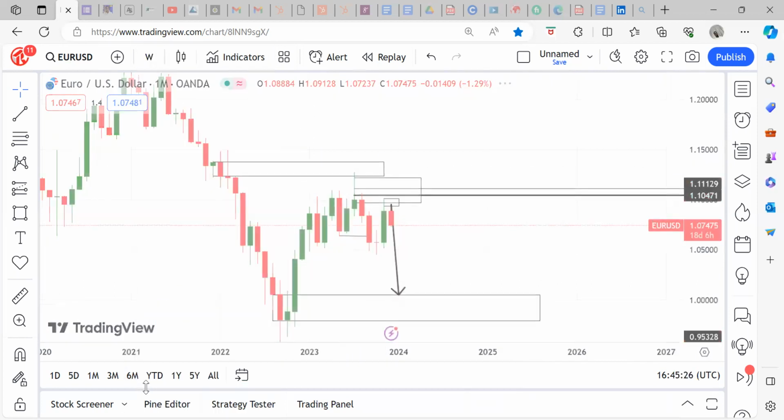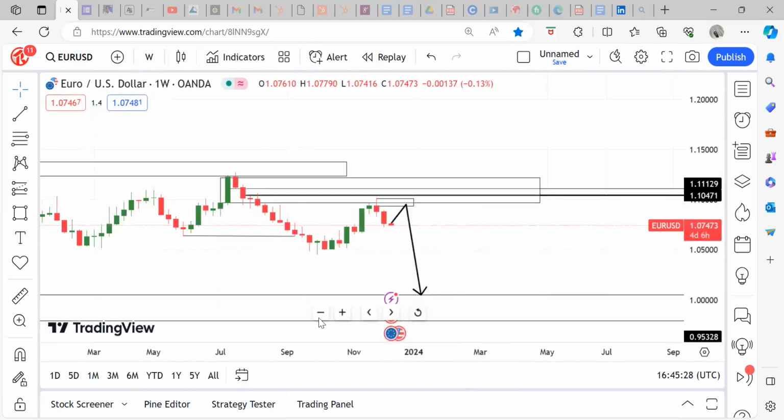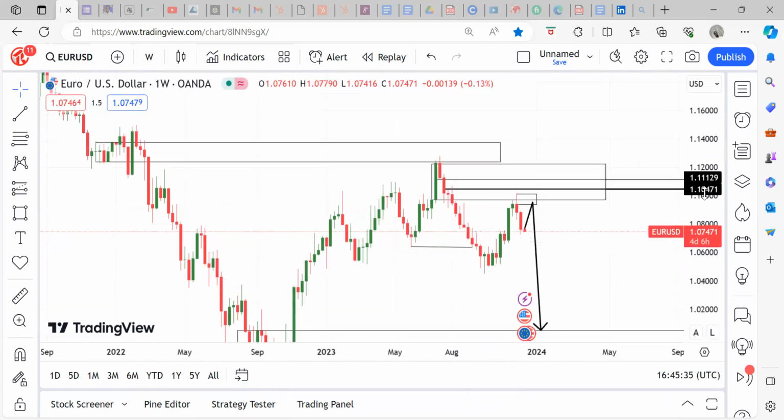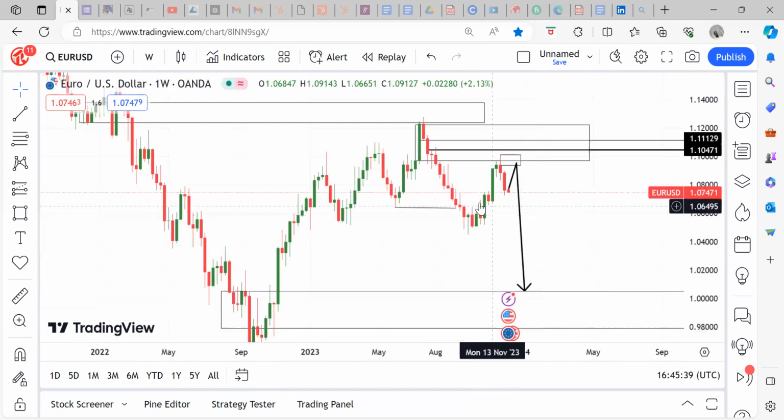Now, the second one, going on the weekly time frame, we noticed that there was a break of structure. Now, this was a break of structure. It broke this structure, and this break of structure gave us that additional confidence that this guy is about to collapse. However, we cannot just start selling from here because this would not be the best price.